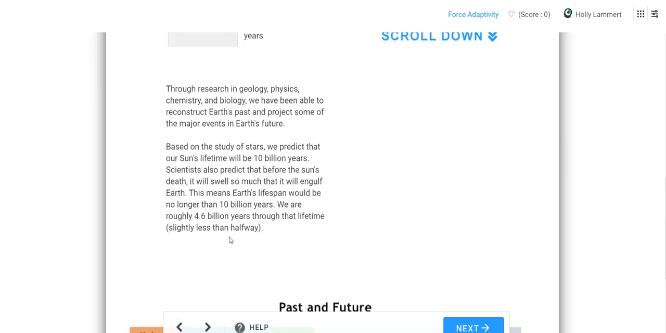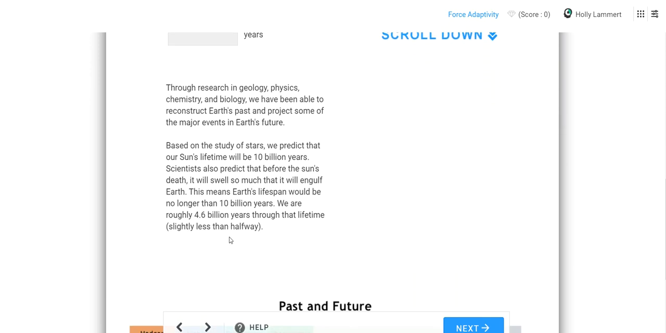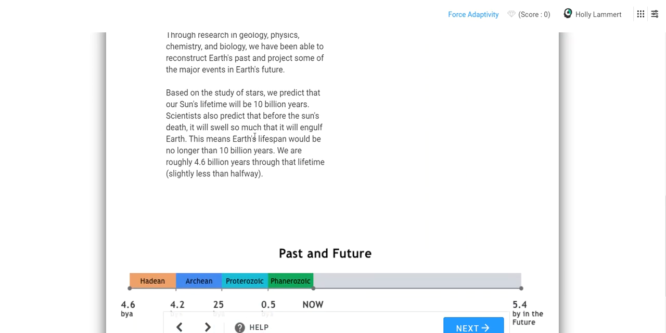And so how do we know this? How do we make a guess? None of us were alive when that happened, right? I've been here for just a couple decades. You guys, just 1.5 decades. But it's through research in geology, physics, chemistry, and biology that we have been able to reconstruct Earth's past and project some of the major events in Earth's future.